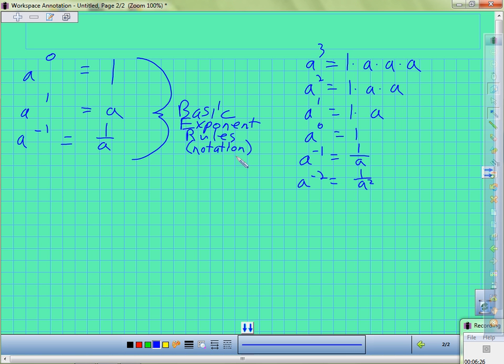Alright, so we have those 3. Let's talk about the other 3 we need. What does that become? Not a to the n times n, but m plus n. Whenever we have the same base, we just add the exponents. Right? So a to the m times a to the n is a to the m plus n.